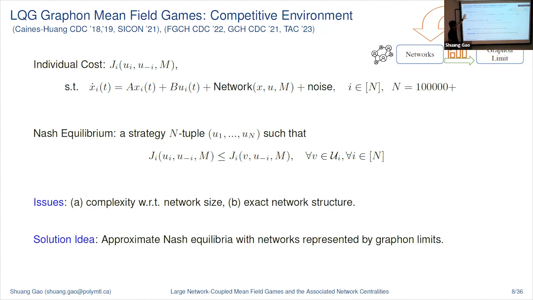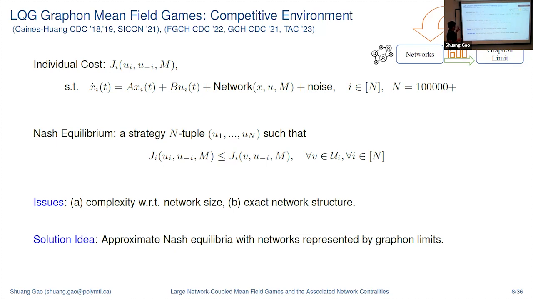For these problems, we need to look for Nash equilibrium as the solution concept, which is defined as a strategy N-tuple. If we have capital N of these agents, each of them has a strategy. If we assign the strategy to all the agents, and an individual agent wants to deviate, he has no incentive to deviate because it will incur a higher cost. If this property is satisfied for all the individuals, we call this a Nash equilibrium.